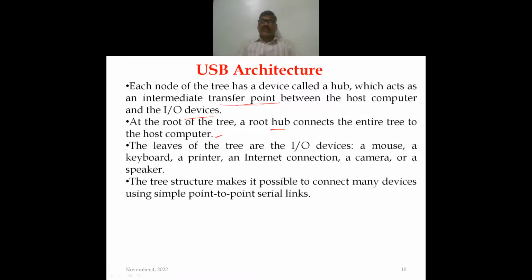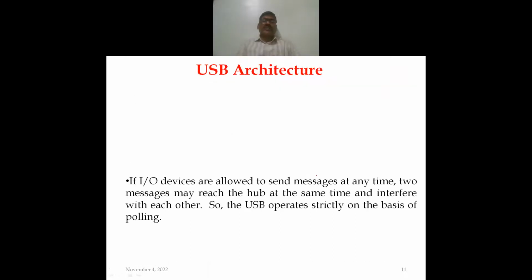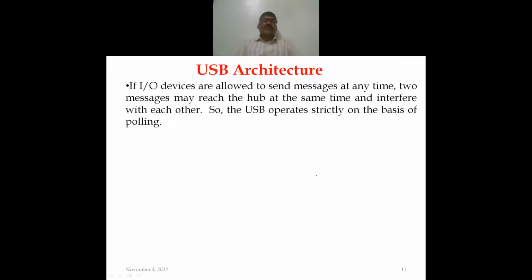So the tree structure makes it possible to connect many devices using simple point-to-point serial links. That is why we make use of the tree-like structure, so that many IO devices can be connected in a point-to-point fashion. If IO devices were allowed to send messages at any time, two messages may reach the hub at the same time and interfere with each other.